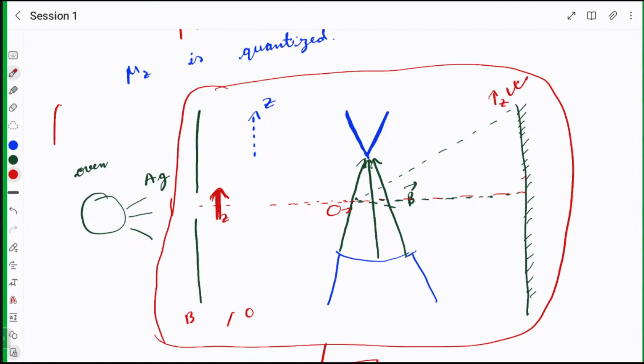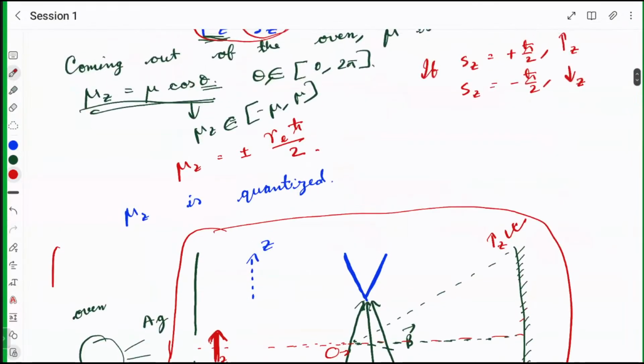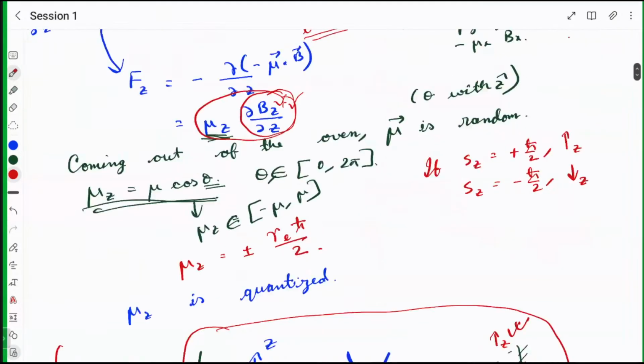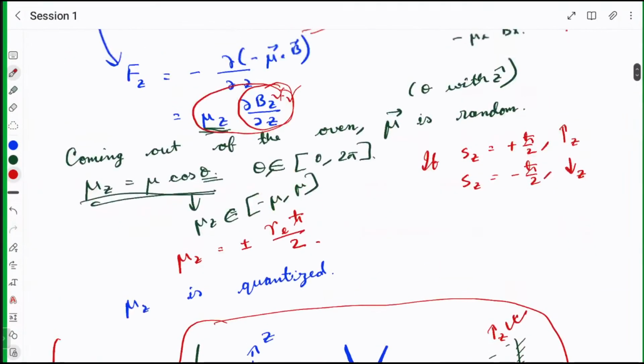Sir, isn't it possible that the magnetic field may flip some of the spins to the downside? Since it's a non-uniform magnetic field, maybe the up spins may get flipped down to the downside.